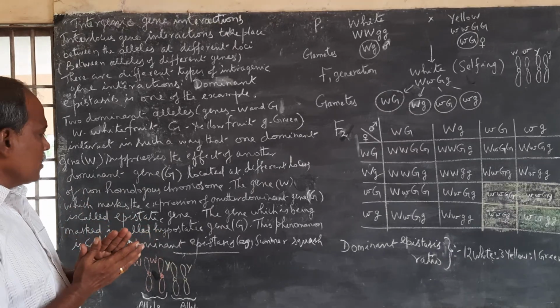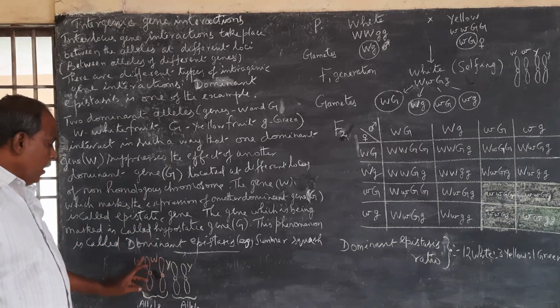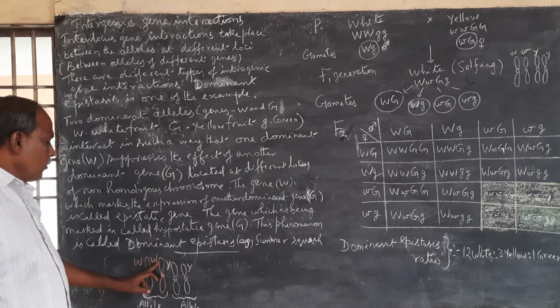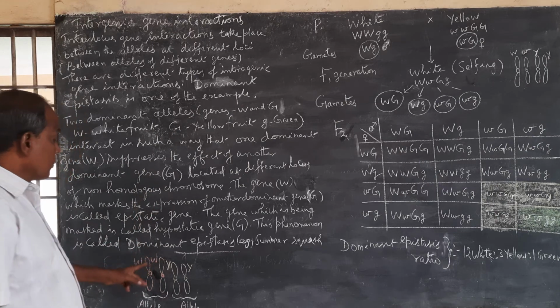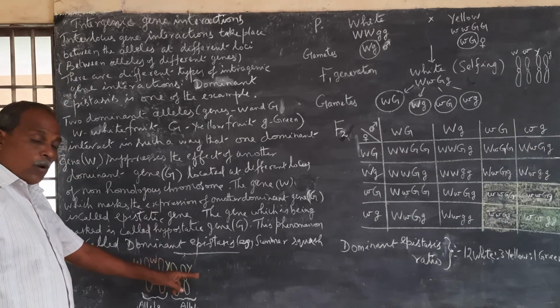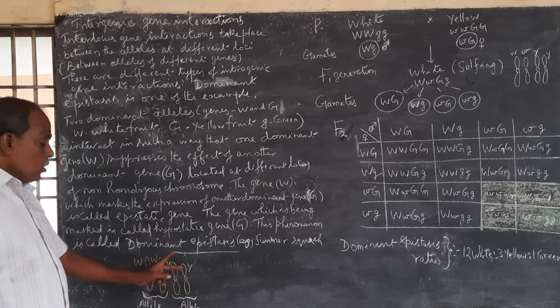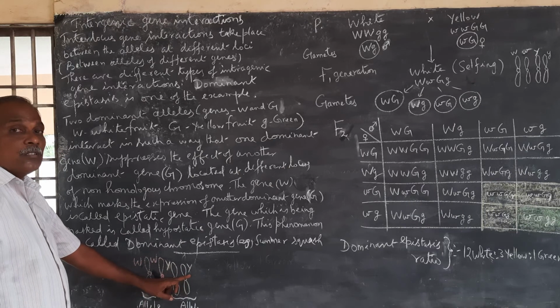Intergenic in the sense, you just see here: this one is dominant over this one, capital W, and then the recessive one, small w. Dominant and recessive, this is one allelic pair. Capital Y or small y is another allelic pair. But these two are non-allelic genes.